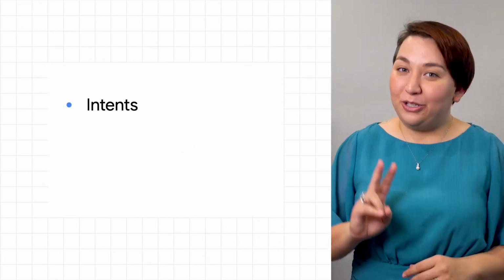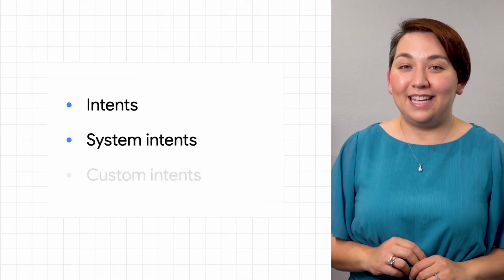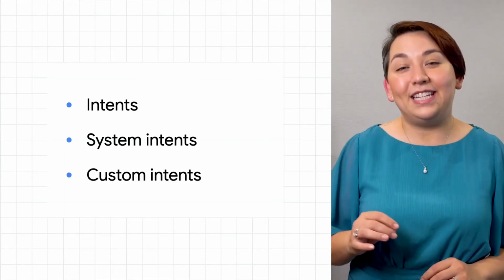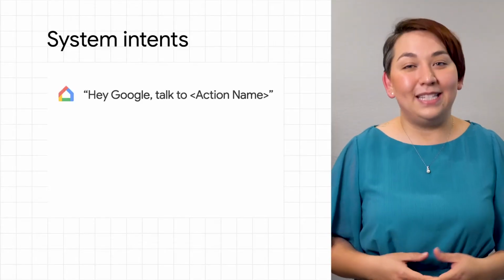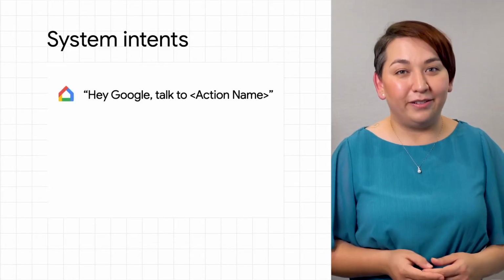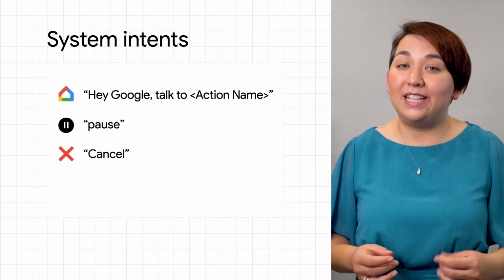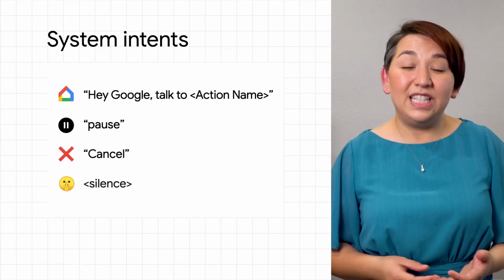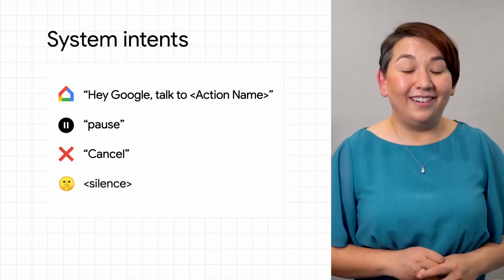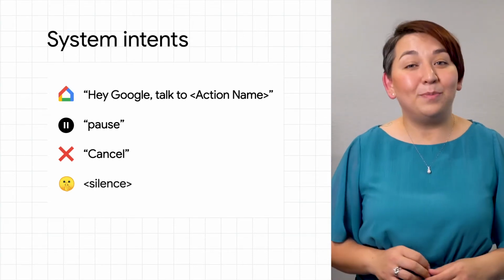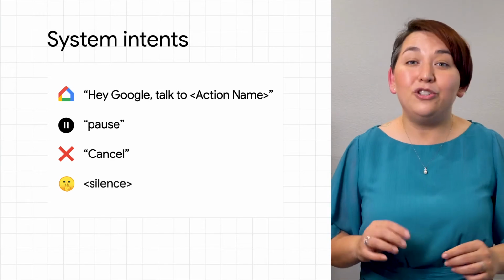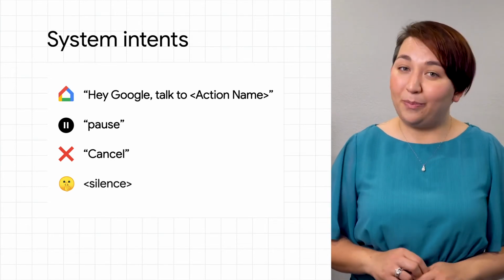Earlier, I mentioned that there are two types of intents, system intents and custom intents. Let's dive into each of these. System intents represent common events and define the language model for you automatically. Some examples of system intents are when a user invokes your action, when a user says pause to pause the media player, when a user says cancel, or when the user doesn't even provide input, and more. Some system intents also provide default prompts, but you should change the prompts to fit your use case when appropriate.